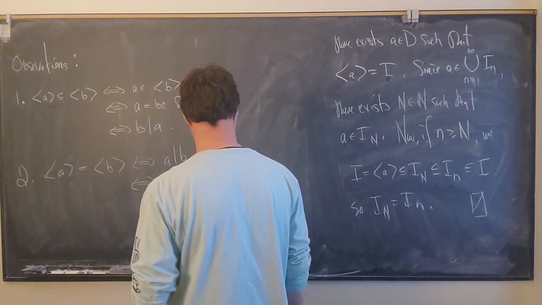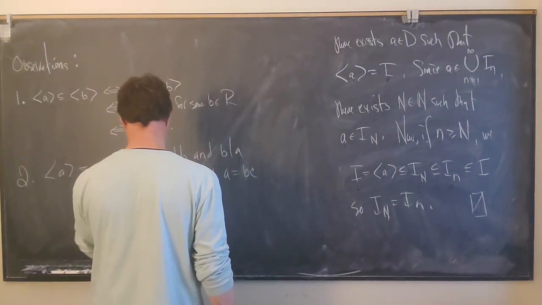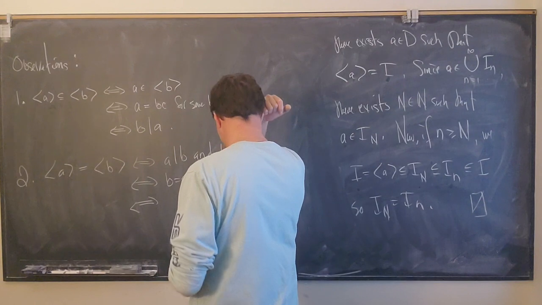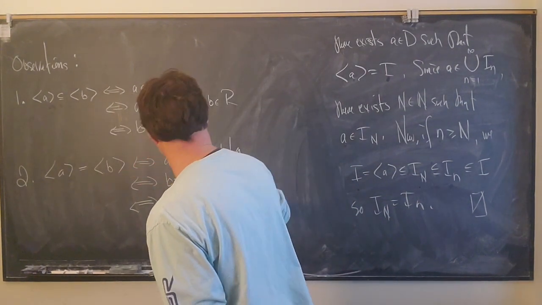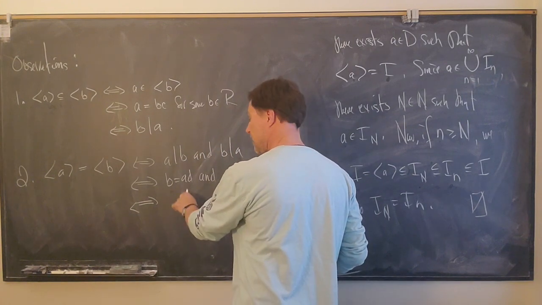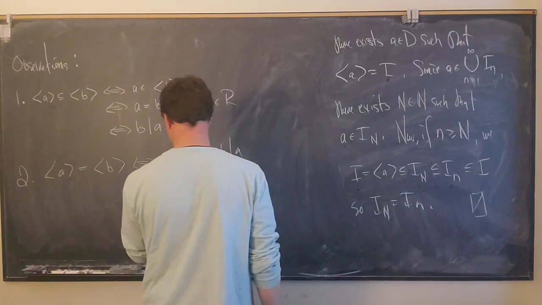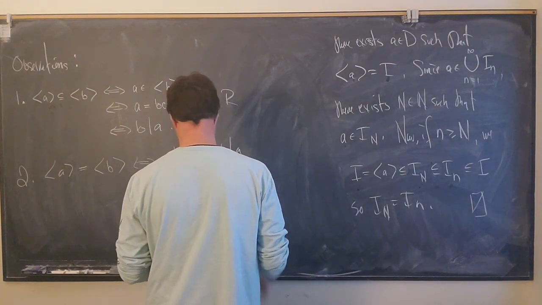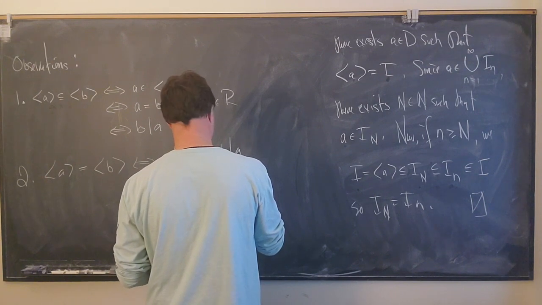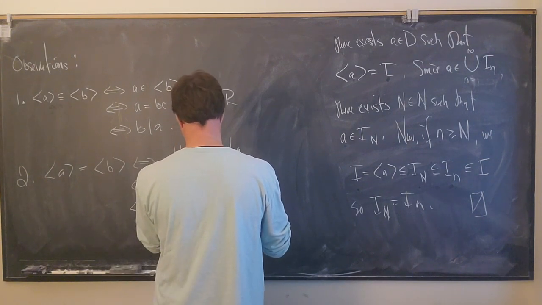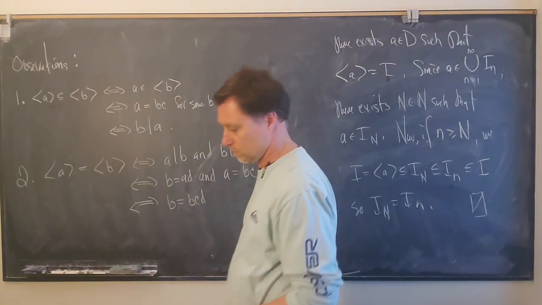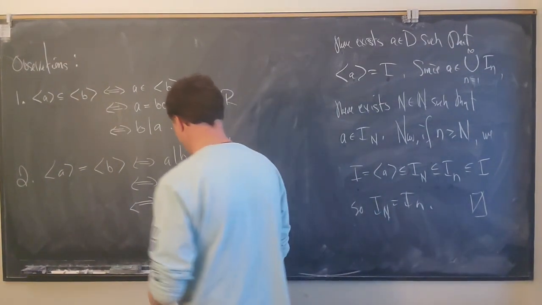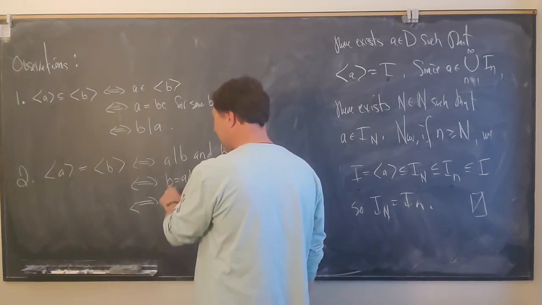Now, this is true if and only if, so I'm going to substitute now. Let's solve for B. So I'm going to substitute this equation into this equation. So we get if and only if B equals BCD. Now what does that mean? Well, we've got cancellation, right?